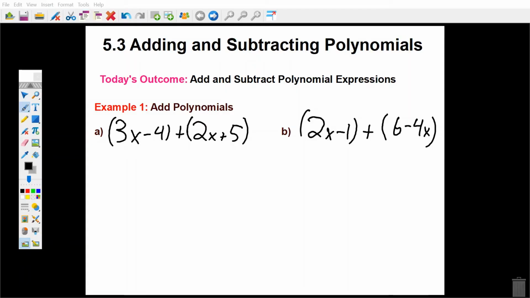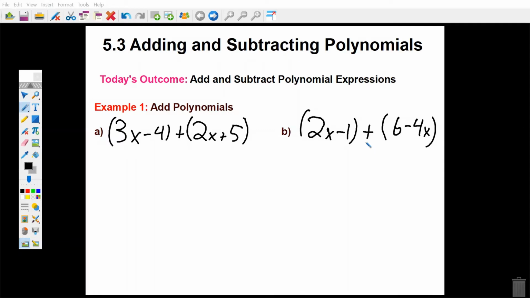Good morning, everyone, and welcome back for 5.3, Adding and Subtracting Polynomials. Let's begin. The first and most important step for these questions is to first identify whether they are adding questions or subtracting questions, as that will make a big difference. For R2, we have adding questions. We've got a plus sign here and a plus sign here.